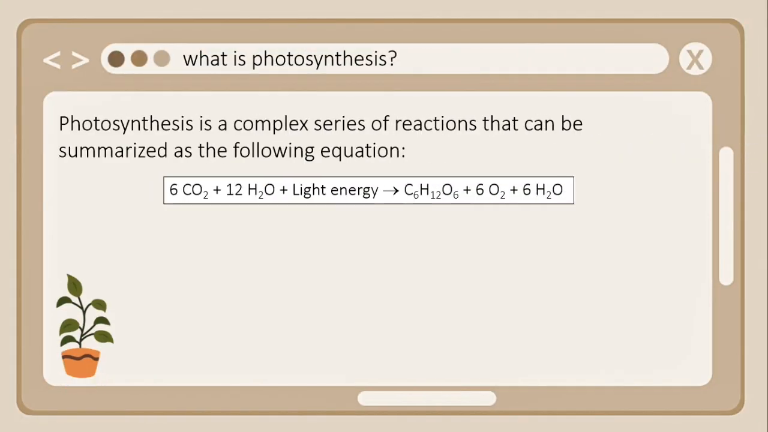Now, photosynthesis is a complex series of reactions that can be summarized as the following equation. 6 carbon dioxide plus 12 water plus light energy gives C6H12O6, the simple sugar or glucose, plus 6 oxygen gas plus 6 water, wherein the left side are the reactants and the right side are the products.